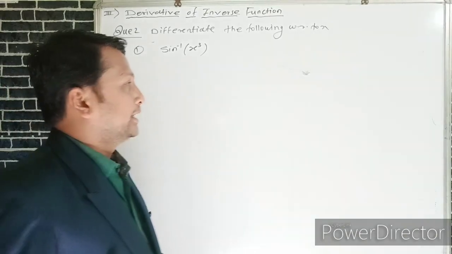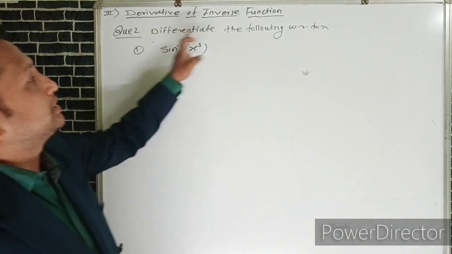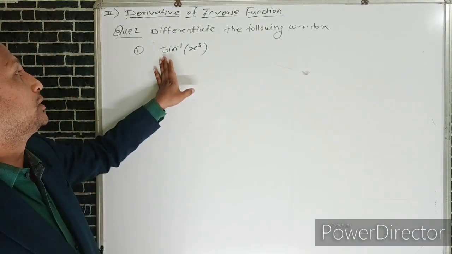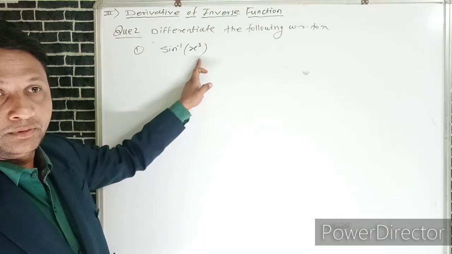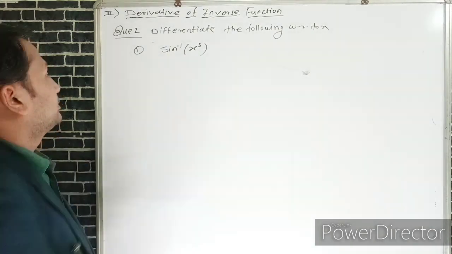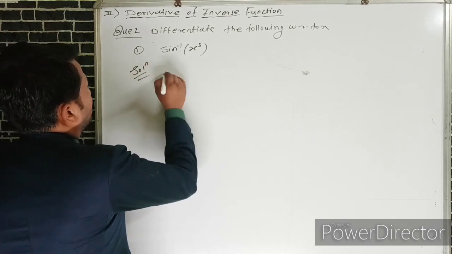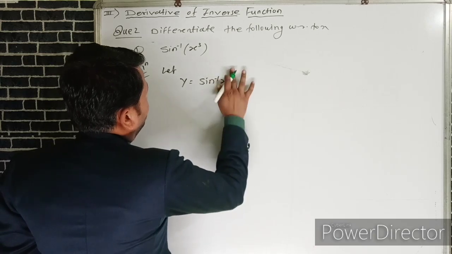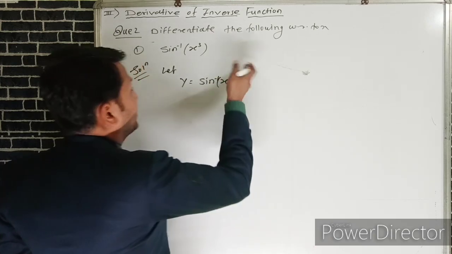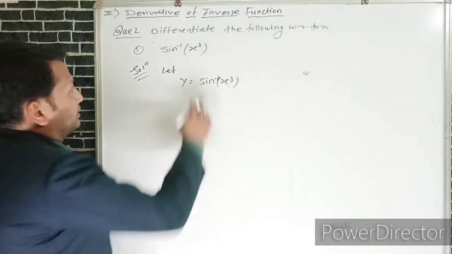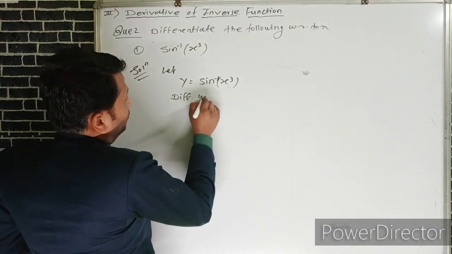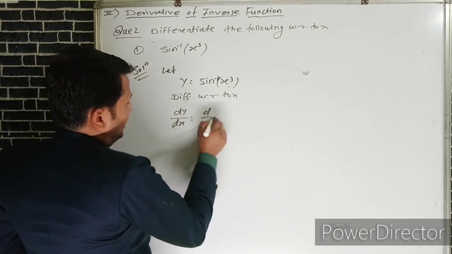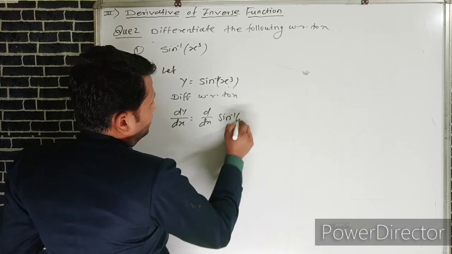After that, the next question, number 2, is: differentiate the following function with respect to x, and the given function is sin inverse of x cube. First we consider this function. Let y be equal to sin inverse of x cube, and we have to find the derivative of this function. Then we differentiate with respect to x. The derivative of y is dy by dx, and we have to find the derivative of sin inverse of x cube.